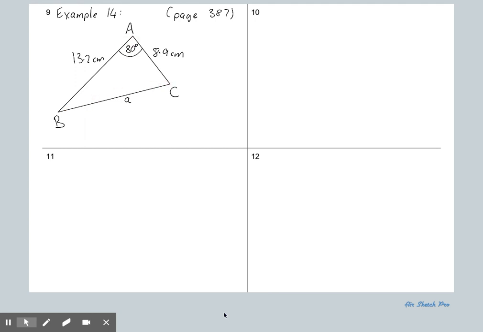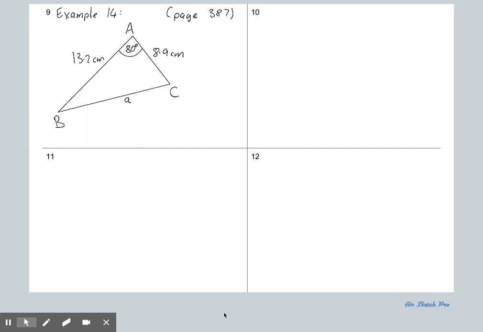So I'm going to label this side as A because it's opposite big A. Sorry, you'll need to whisper because you're actually putting me off, which is not fair. So I'm going to label it A, but I could label it X, I could label it C if I wanted to be confusing, but I'm labelling it A because it's opposite angle A.